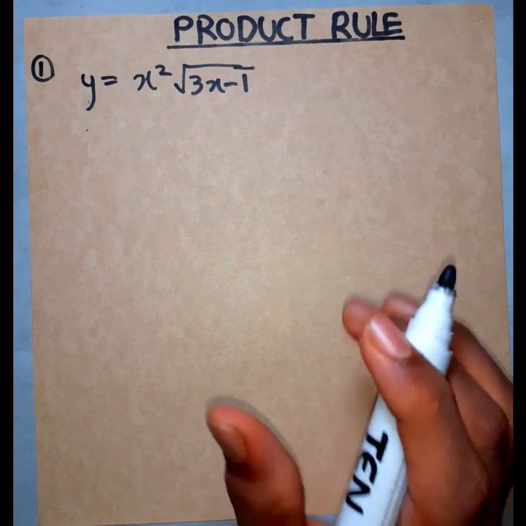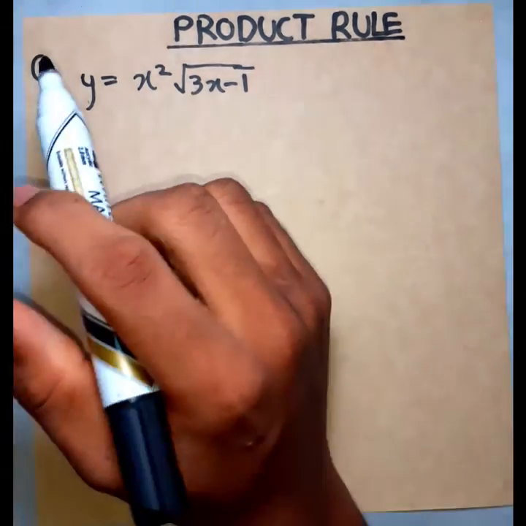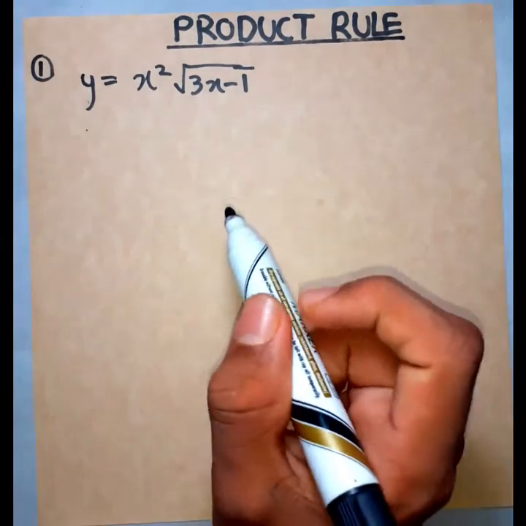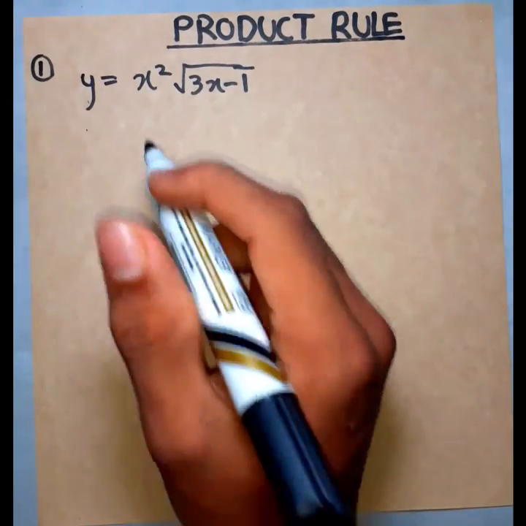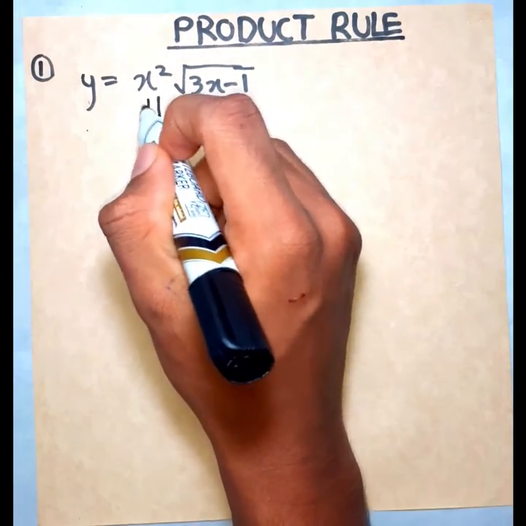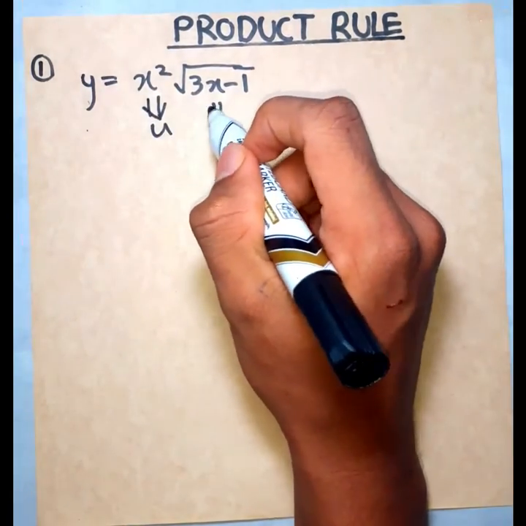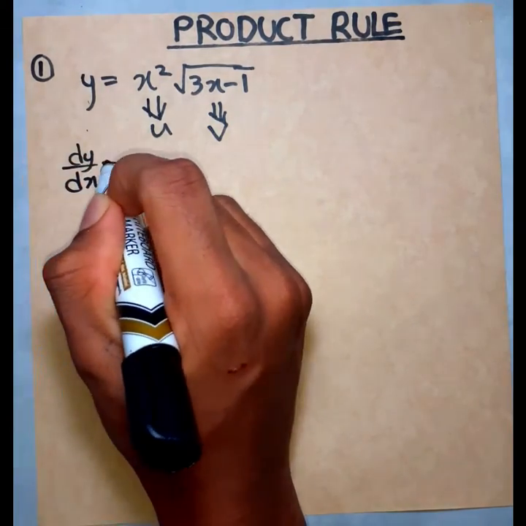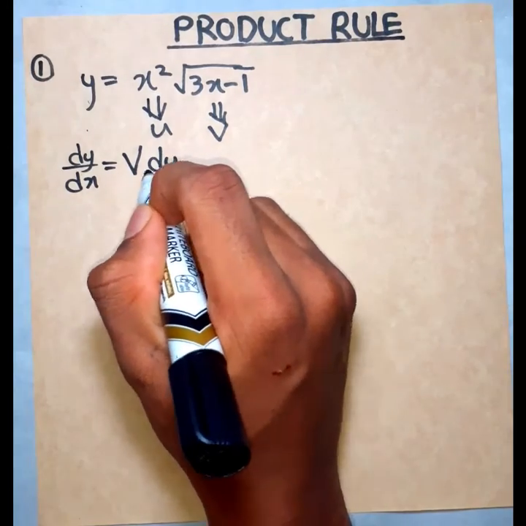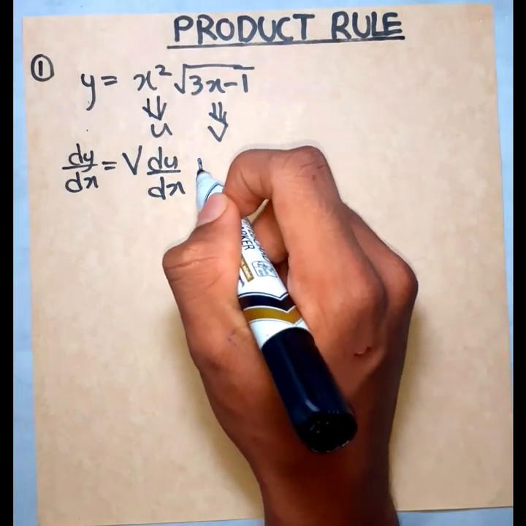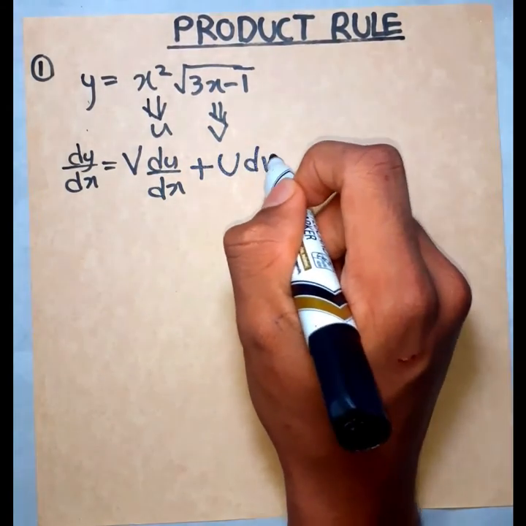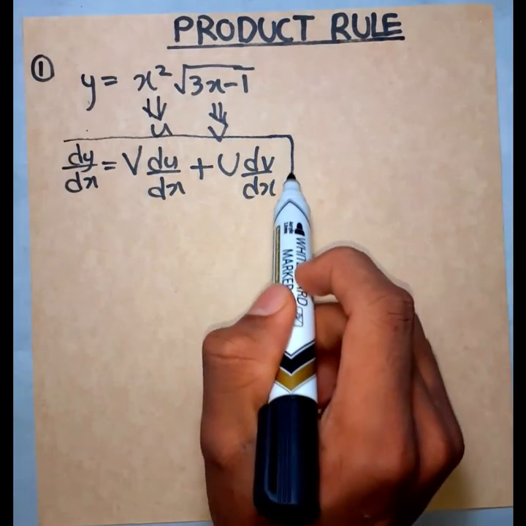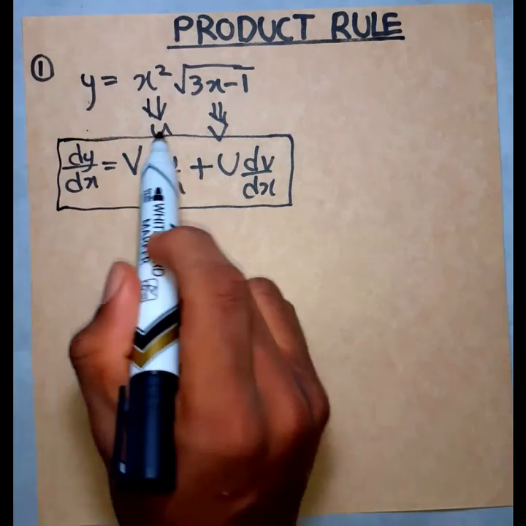So now we'll be looking at the product rule, and under that, questions. First question: y equals x squared root 3x minus 1. Under the product rule we have learned that when this is going to be u and this is going to be v, dy by dx is going to be v du by dx plus u dv by dx. So this is the basic product rule and we're going to apply that.